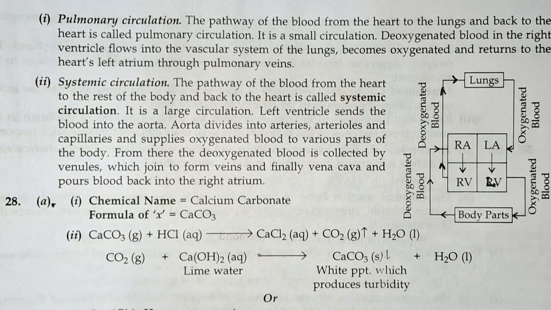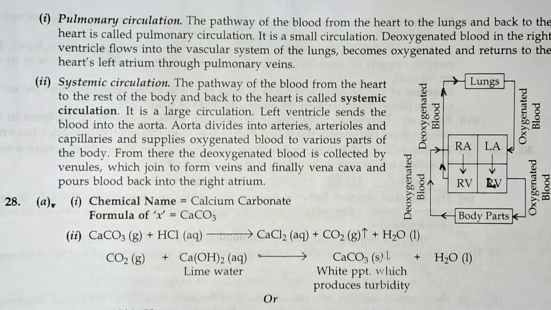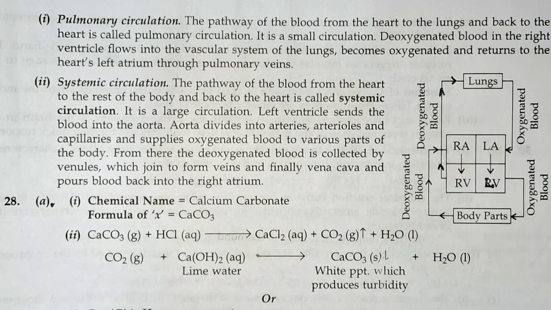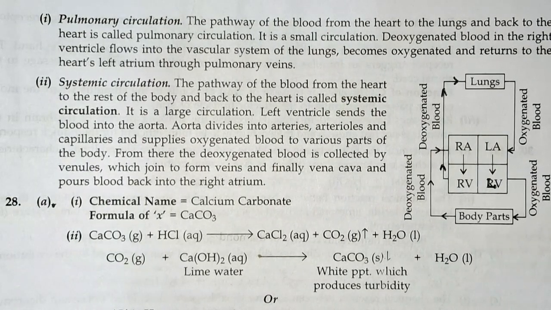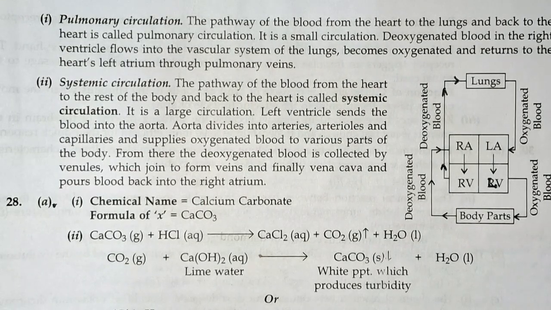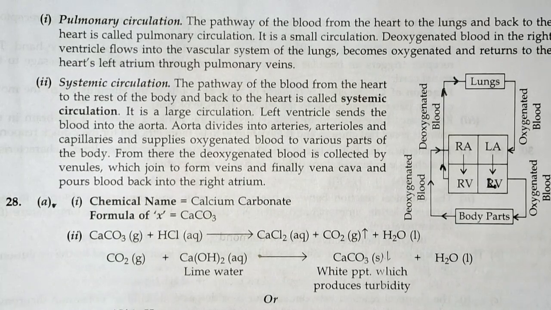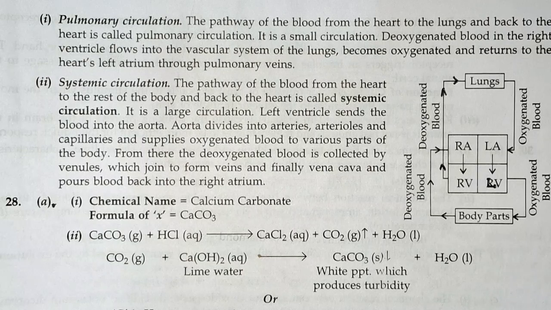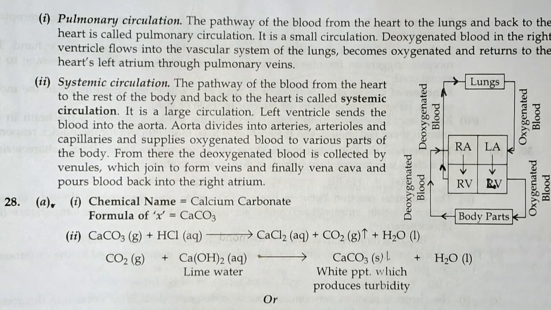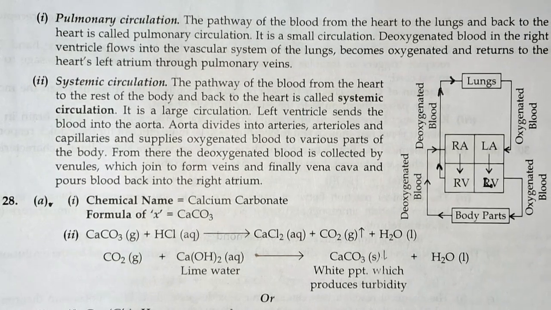Second is systemic circulation. The pathway of the blood from the heart to the rest of the body and back to the heart is called systemic circulation. It is a large circulation. Left ventricle sends the blood into the aorta. Aorta divides into arteries, arterioles and capillaries and supplies oxygenated blood to various parts of the body. From there, the deoxygenated blood is collected by venules which join to form veins, and finally vena cava, and pours blood back into the right atrium.